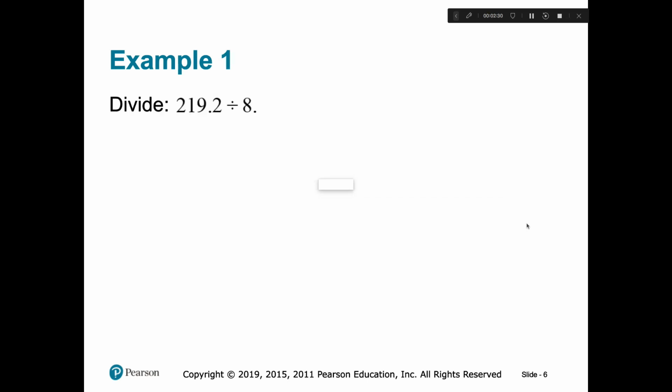So let's practice on the back. 219 and 2 tenths divided by 8. Which one of these is going to go inside my box? 219.2. 8 is my divisor and goes outside the box. 8 goes into 21 how many times? 2 times 8 is 16. 21 minus 16 is 5.